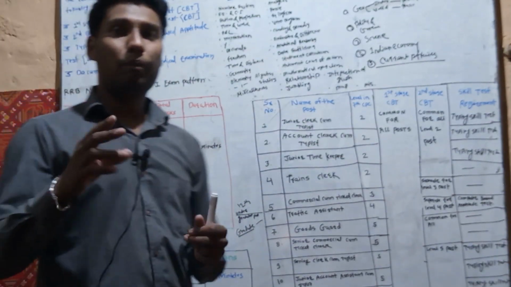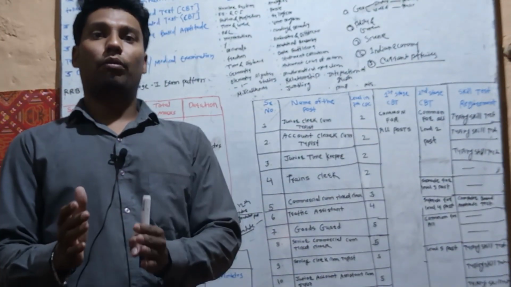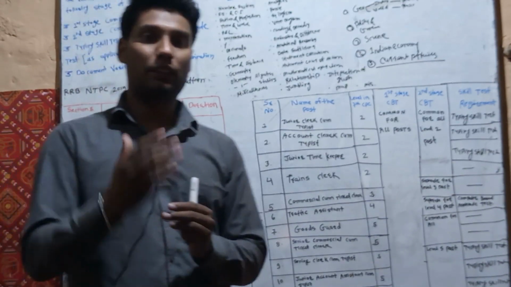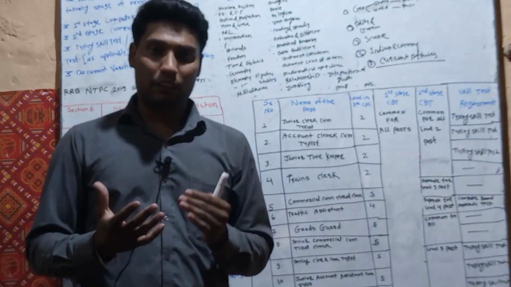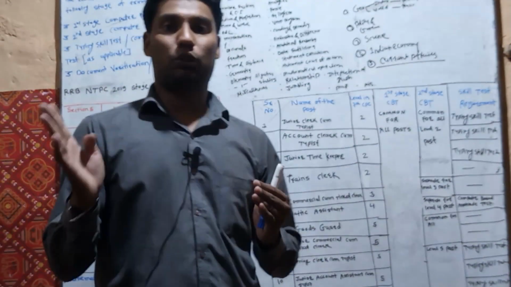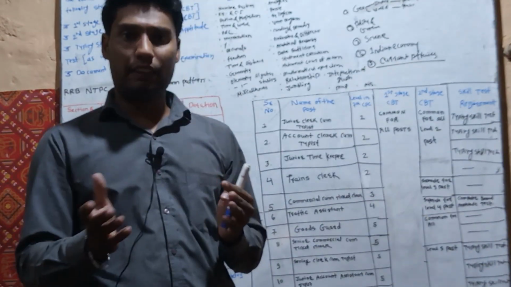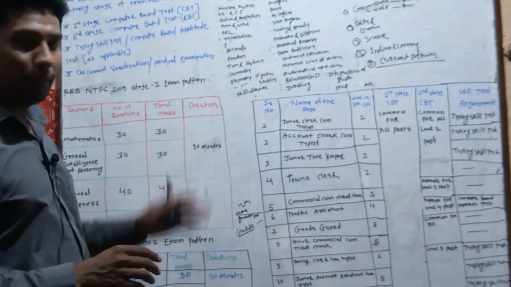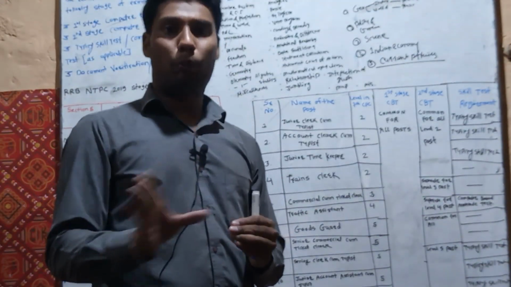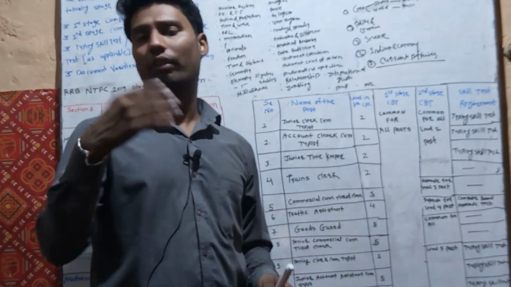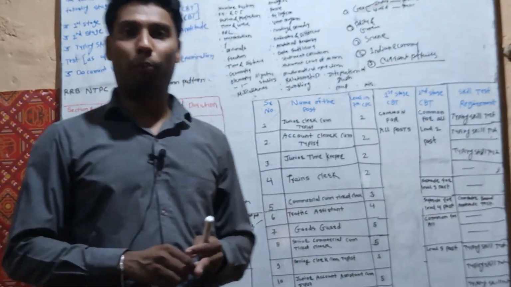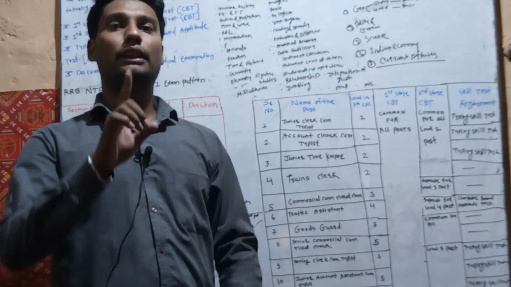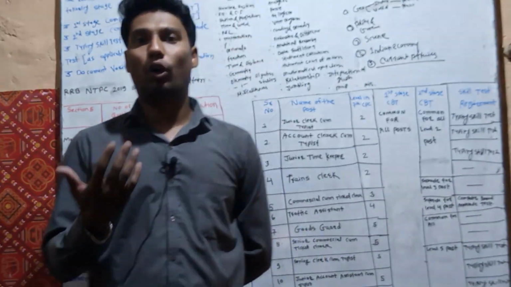First of all, the RRB NTPC exam is held in different stages. Stage 1 is called CBT, computer based test. This computer based test is common for all posts. The first exam will be held on different dates, and it is common for all 13 posts for which you fill in the form. So the stage 1 CBT exam is compulsory for all posts.